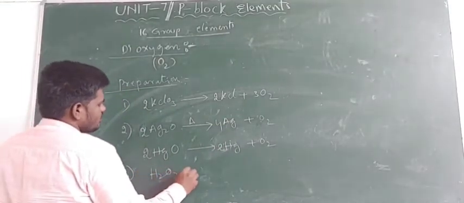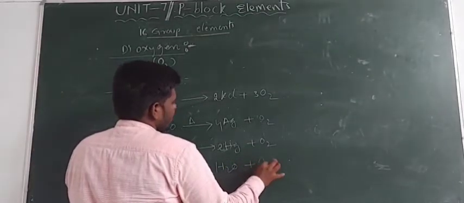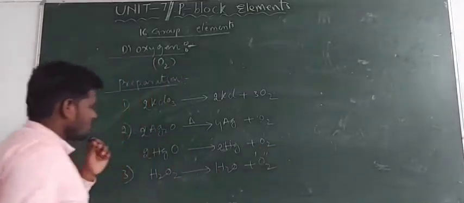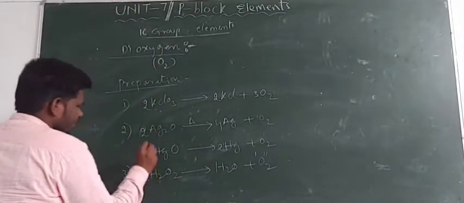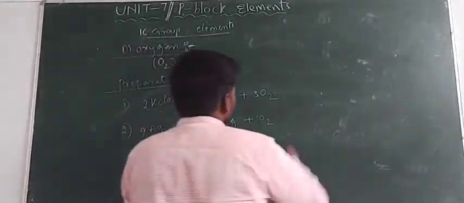hydrogen peroxide upon decomposition produces water. The next one, our desired product, that is oxygen. So to balance this, multiply 2 on both sides here. Right. And the next one, guys.